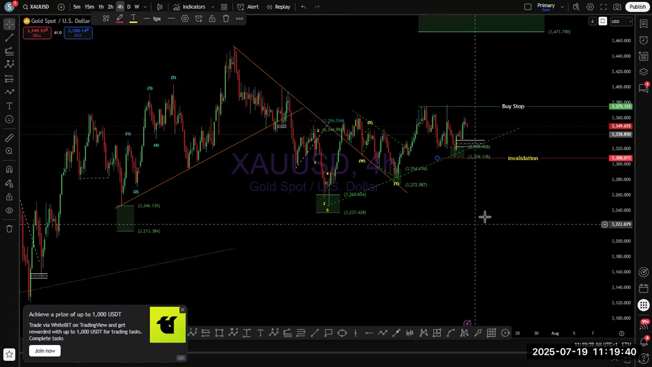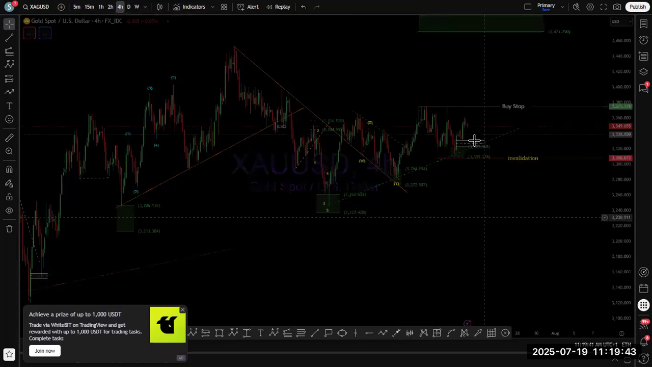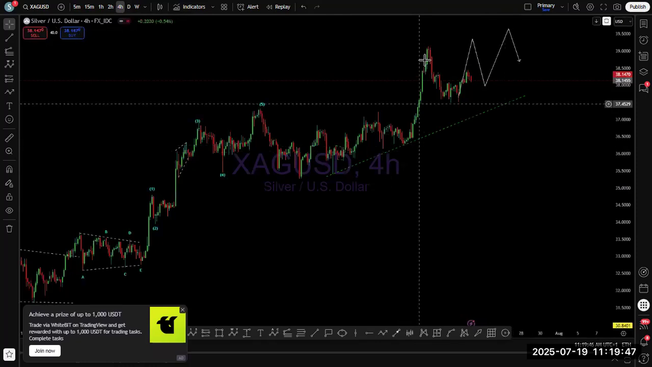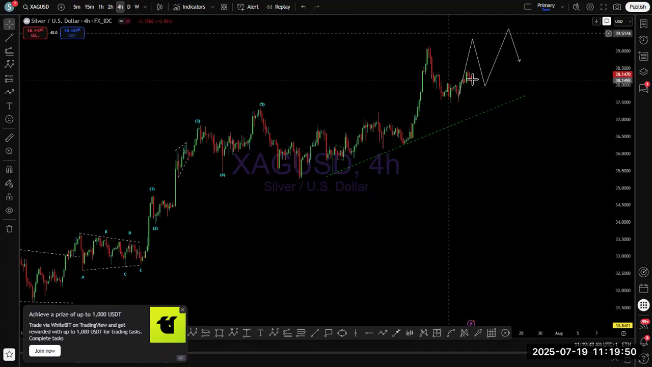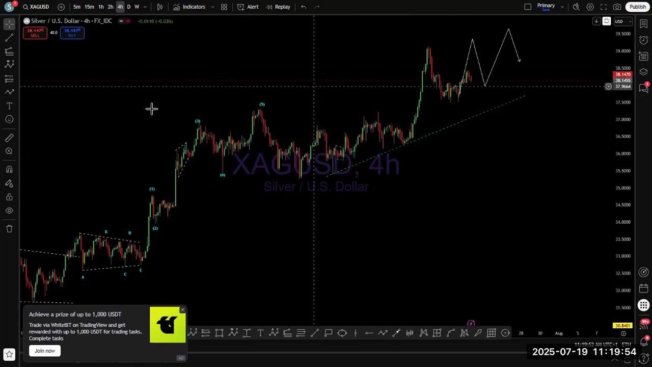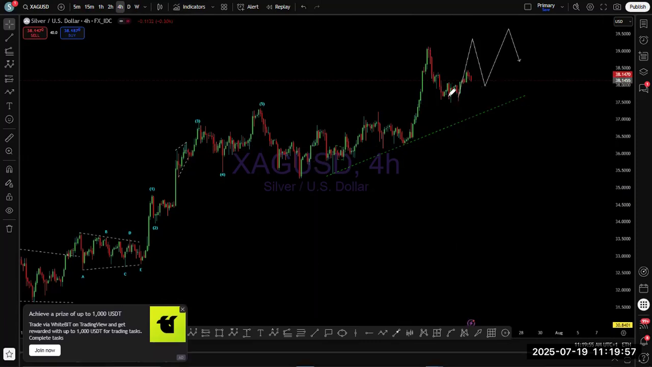Same goes for silver. Silver is also a kind of complex move, but it's obvious silver is buying. Now, the question is, will silver continue to buy from here, or will it give us a normal correction before buying, or even a double correction before buying? That question I cannot answer. Time will answer, but silver is a buy market, not a sell market.